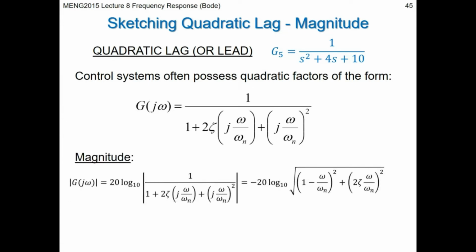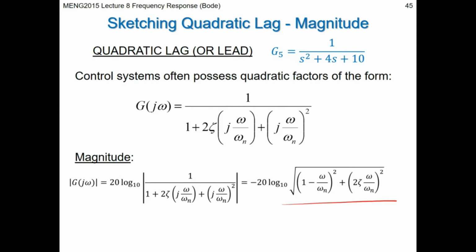So let me just finish plotting the phase element for this one. Just a couple more slides and then I'll wrap up. Control systems often possess quadratic factors. We'll often have these quadratic factors in our open loop transfer function, and we need to be able to plot them using Bode plots. If this is our generic form, which we dealt with last time, we're going to derive this generic form for our second order system in the frequency domain. Then the magnitude of this is going to be given by this.